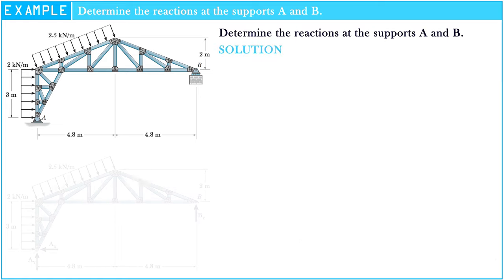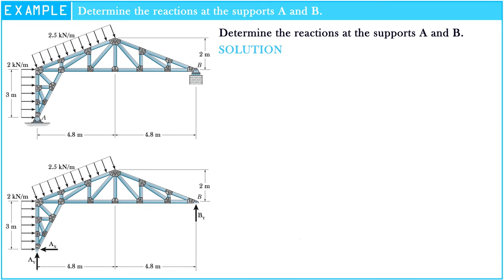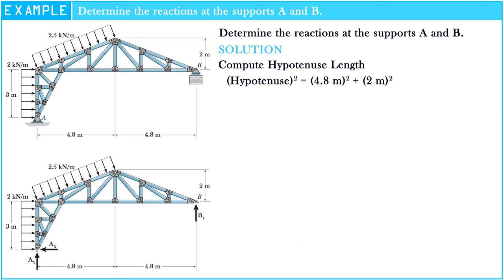In order to determine the reactions at the supports A and B, first, let's compute the hypotenuse length. Consider the formula of the Pythagorean theorem. The square of the hypotenuse is equal to the square of 4.8 meters plus the square of 2 meters. So, the hypotenuse is equal to 5.2 meters. Now we have the specific length of all loads and all members.